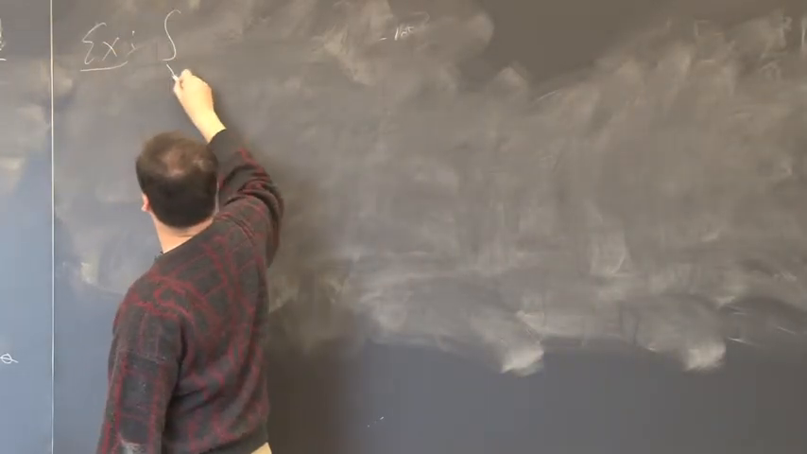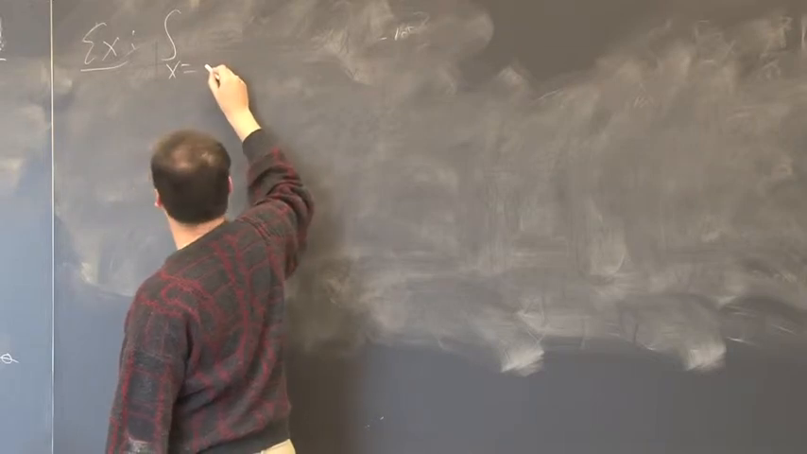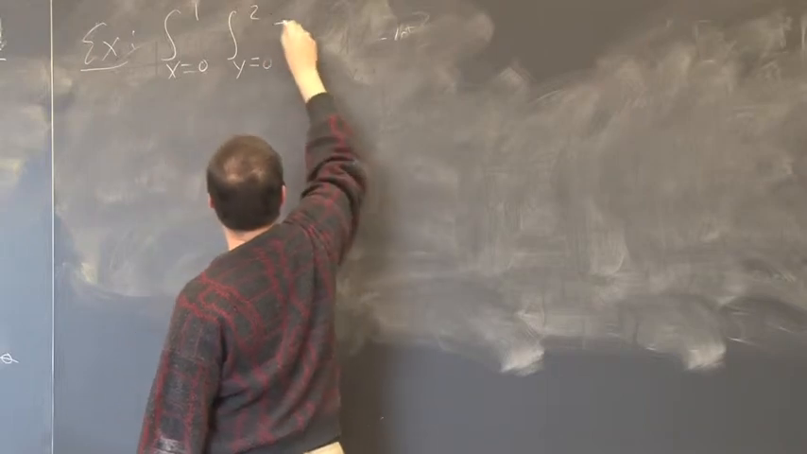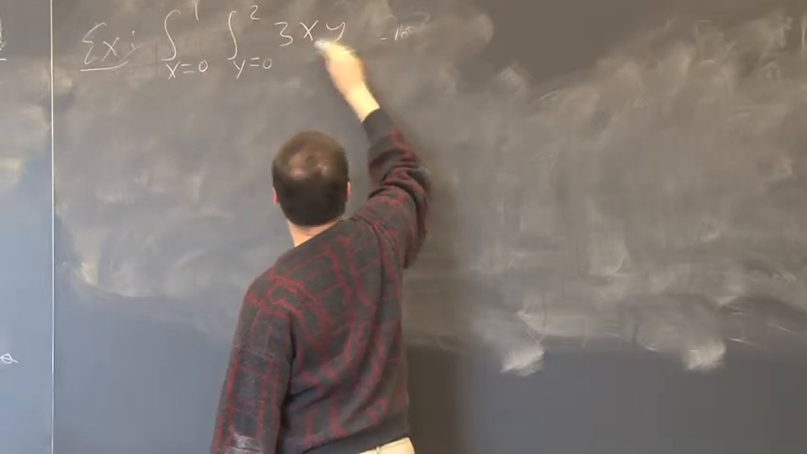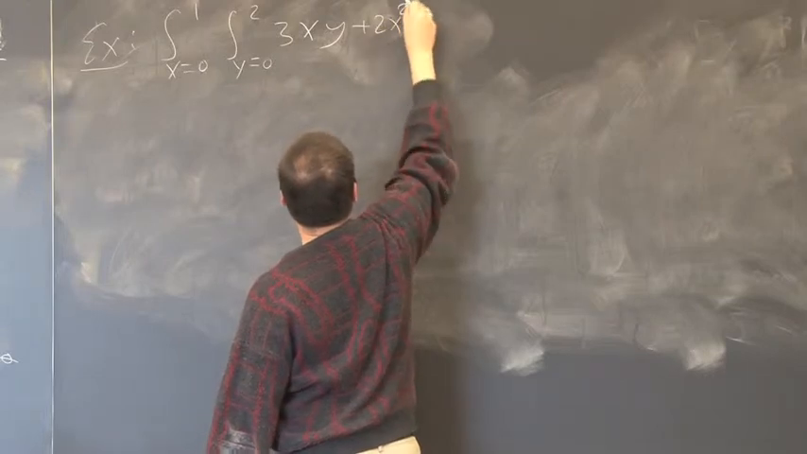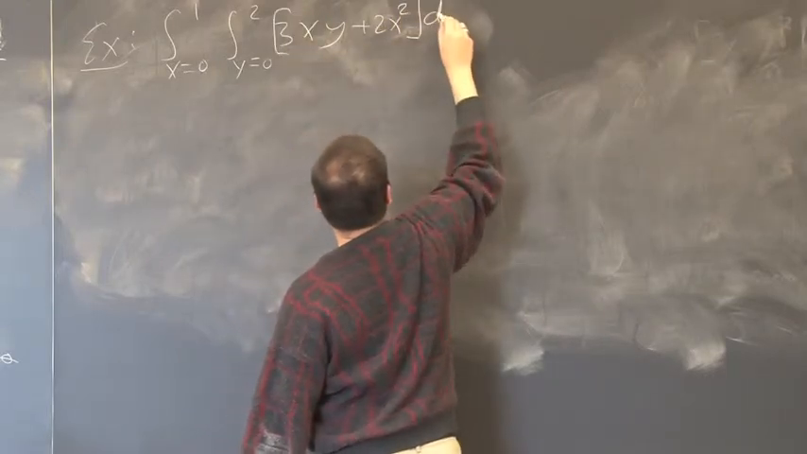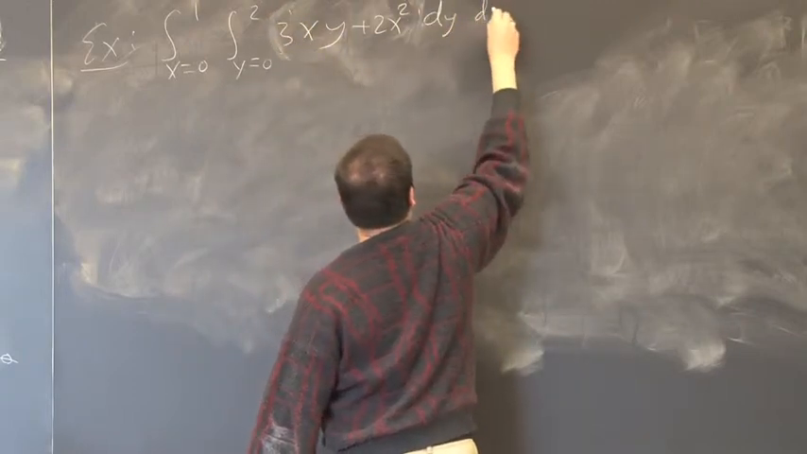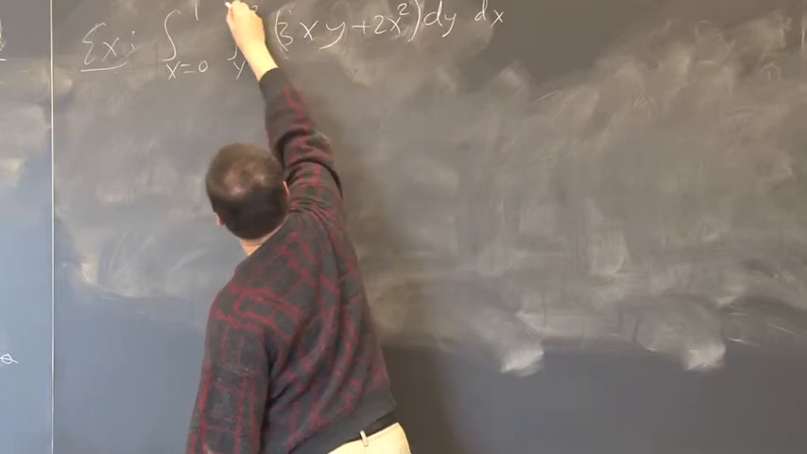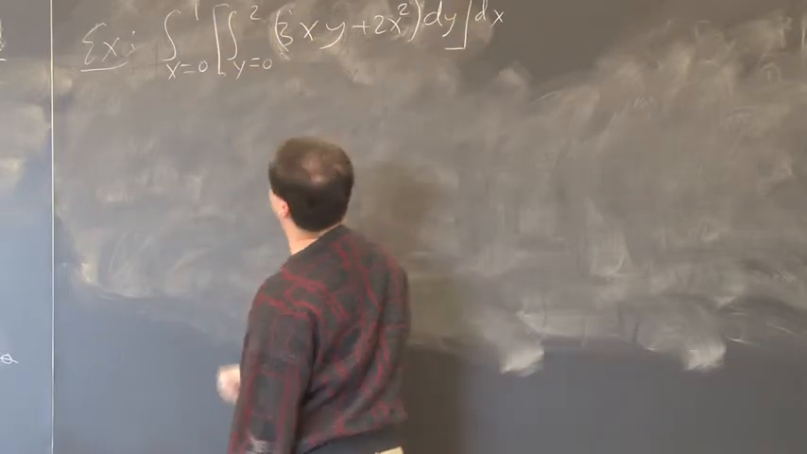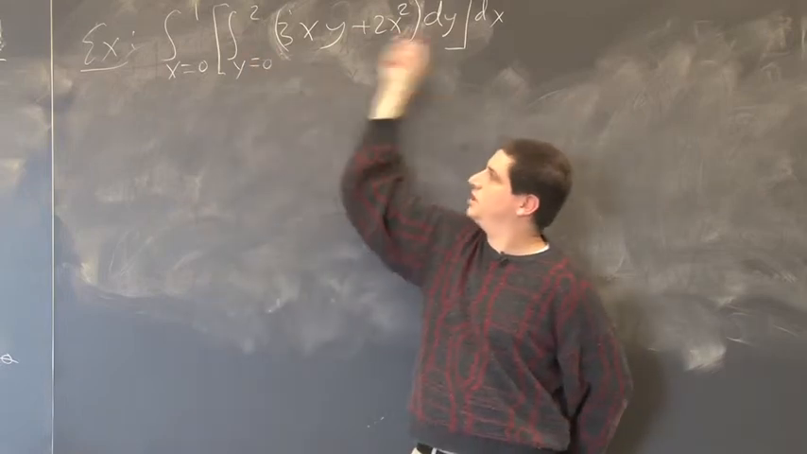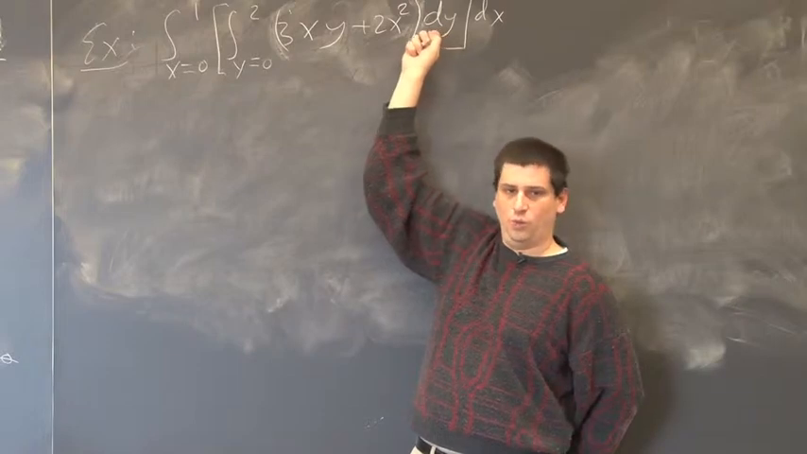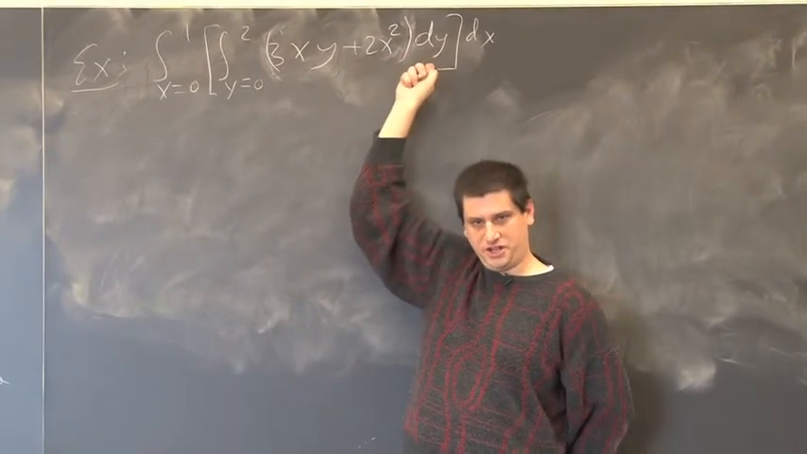All right. So for example, let's say I have x goes from 0 to 1. There's a typo on the board. Y goes from 0 to 2 of 3xy plus 2x squared dy dx. And so if you notice, I am being extremely careful. I'm putting in far more symbols than I need. I'm putting in the square brackets here to remind myself I'm doing this integral first. You do the one that occurs first, and then the one that occurs second.